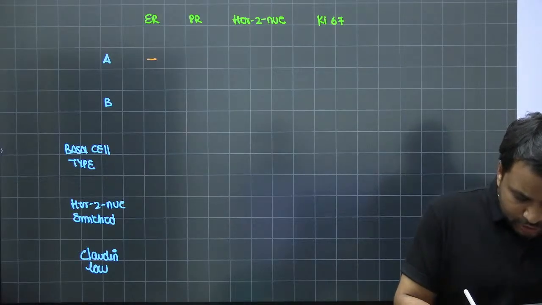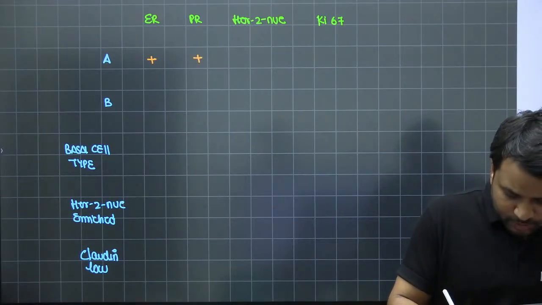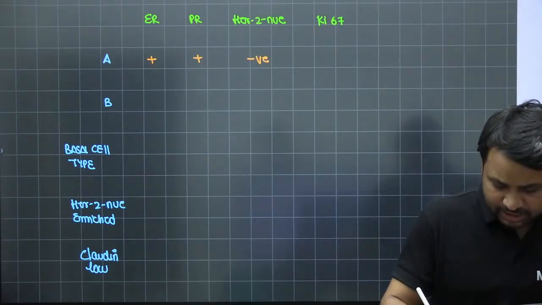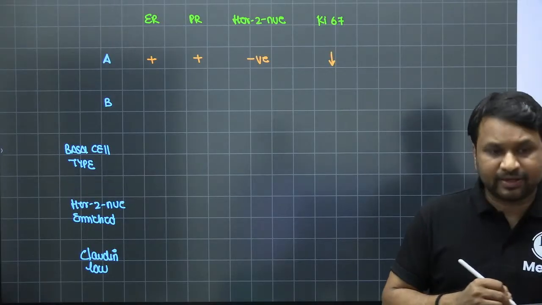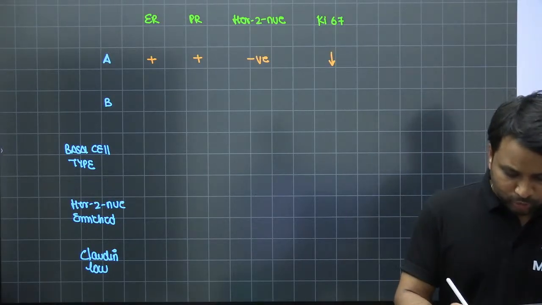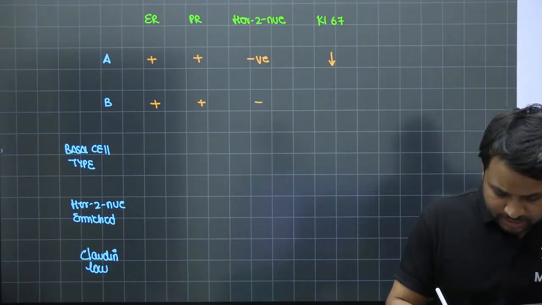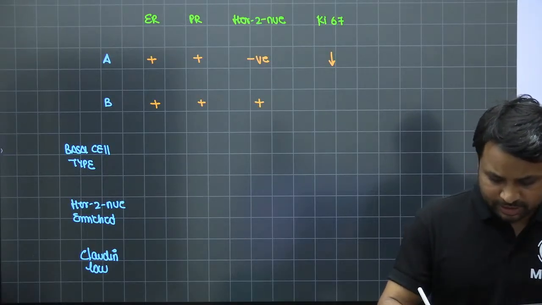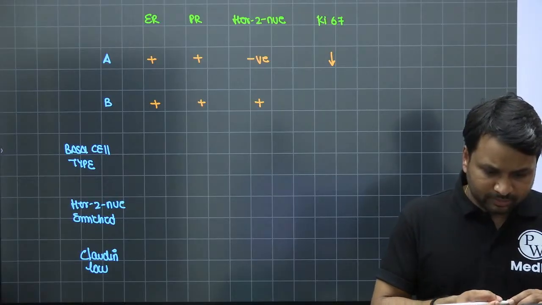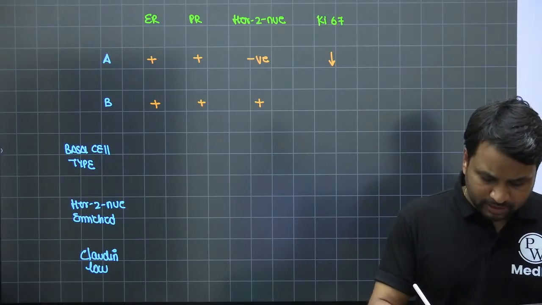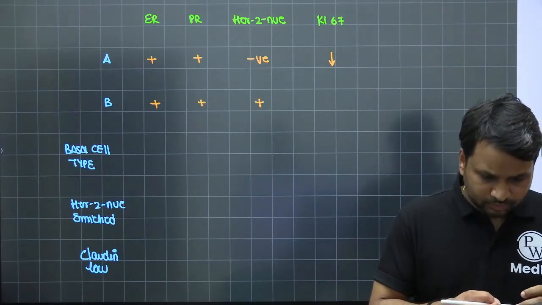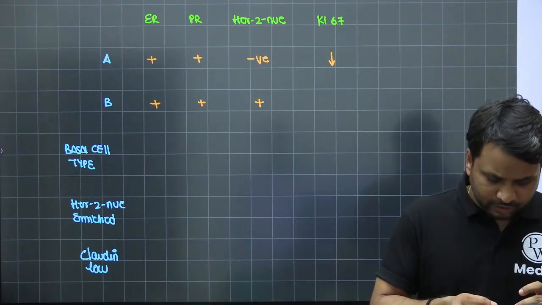Now, in a luminal A, estrogen is positive, progesterone is positive, HER2 neogene is negative, and Ki67 index is low. In luminal B, all three of them are going to be positive. Hence, it is called triple positive breast cancer. And in luminal B, sorry, I've written it wrong.